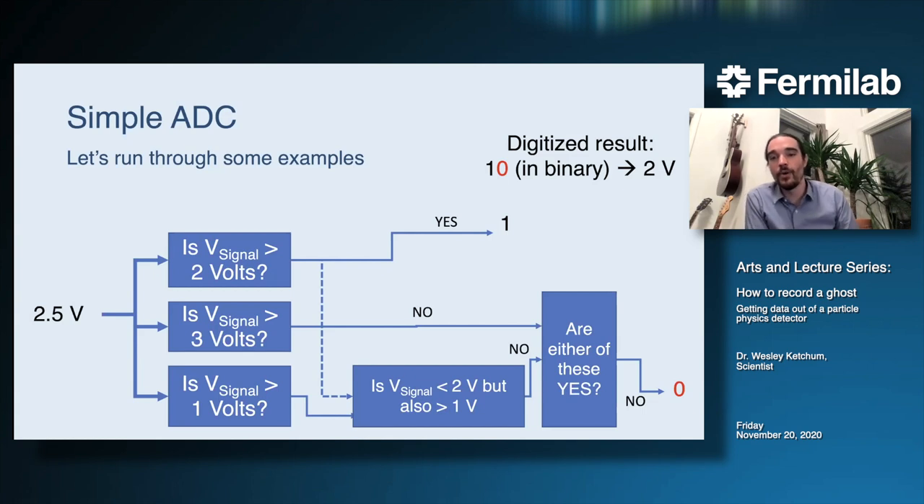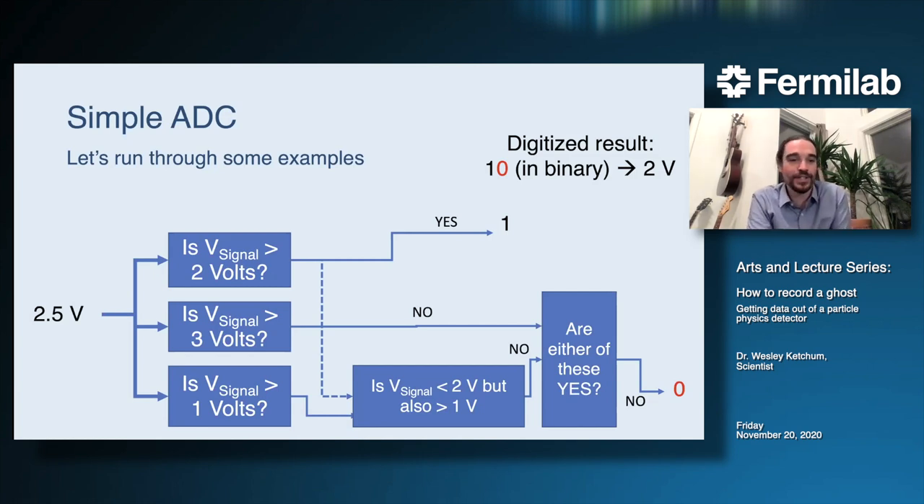So that's a one and a zero in binary. If you remember how to count in binary numbers, a one and zero is two. The result here from digitizing this signal would take an input signal of 2.5 volts and give us an output of 2 volts, but now in a digital form that we can use and store in a computer.